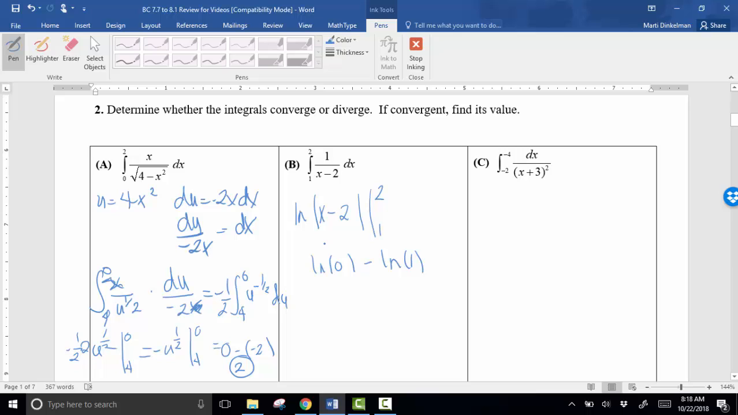Natural log of 0, however, is negative infinity. So this one diverges. Again, that's thinking about limits. It's not actually infinity, it's what it's heading toward.